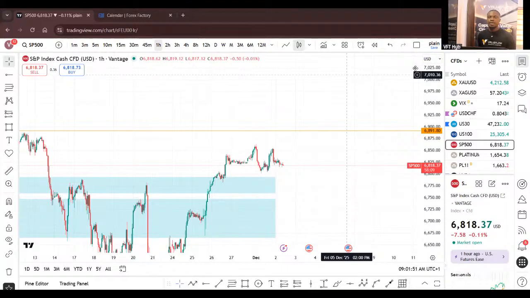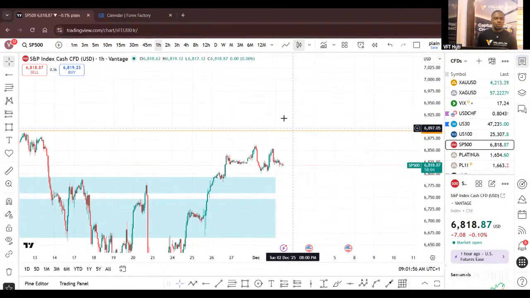We'll reconvene again by 2 in the afternoon, where we'll just look at the overall bias of the market, see if anything significant has changed, and then we can use that to realign ourselves back in the market once again.